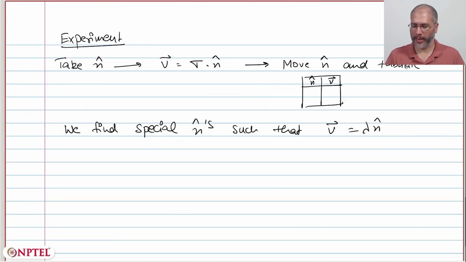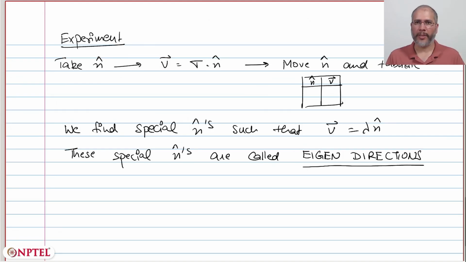Now lambda can be less than 1 or more than 1. That is, the vector v can be smaller than unity in magnitude or greater than unity. In fact, lambda can be negative as well. That is, the vector v is in the opposite direction to n hat. In fact, these special n hat vectors are called the eigendirections. And these eigendirections are those n hats for which the vector v, which is obtained by multiplying sigma with n hat, points in the same direction as n hat.